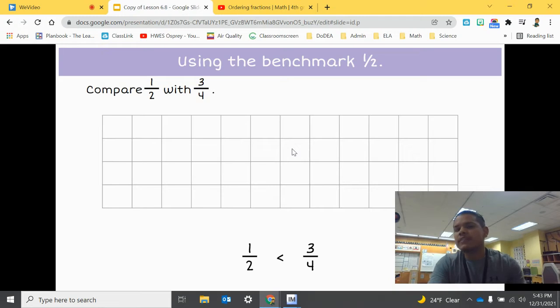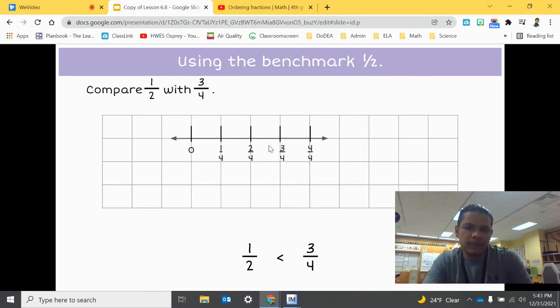Now, there are some ways we've learned in previous lessons. Maybe you remember them using the benchmark, 1/2. We've also found a common denominator, okay? And you may have learned how to compare using the numerator. So if we were to compare 1/2 with 3/4, we have 3/4 here on the number line, and we know that 2/4 is an equivalent fraction to 1/2. So we know that 1/2 is less than 3/4, or if we say it the other way, that 3/4 is greater than 1/2.